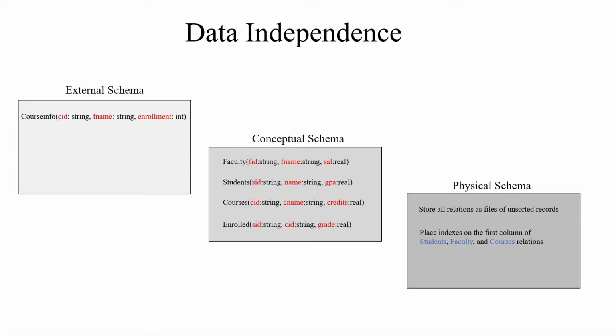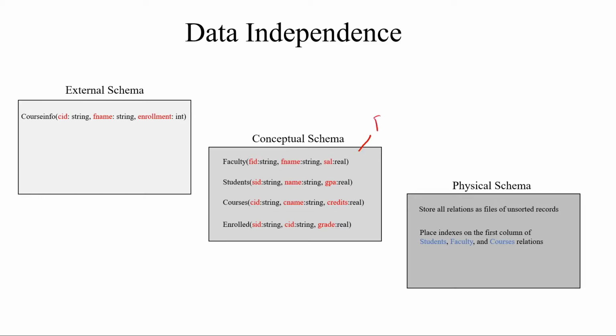So let's apply this idea of data independence to our university example. Our university has three schema layers: external schema, conceptual, and physical schemas, just like we talked about before. In the external schema, the course info view combines data from the courses and faculty relations. But what would happen if we split faculty into faculty public and faculty private?